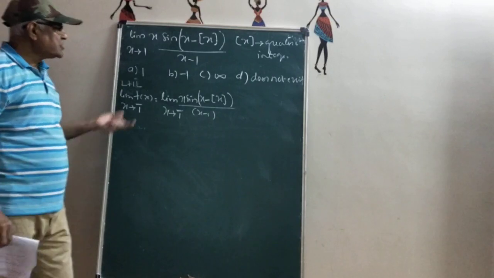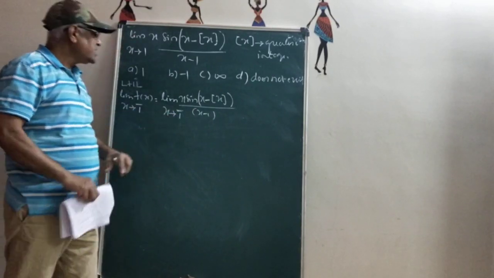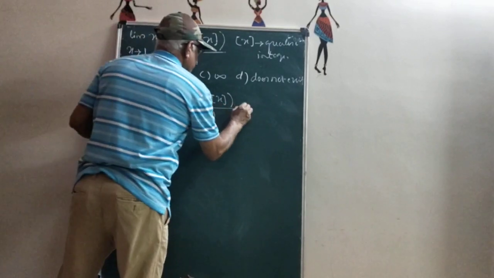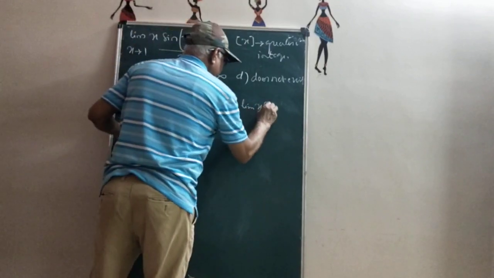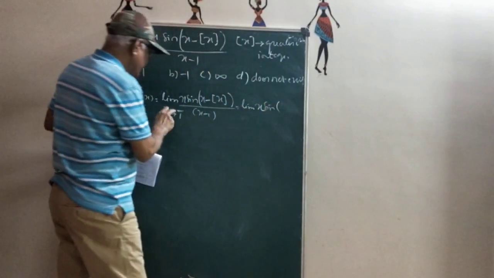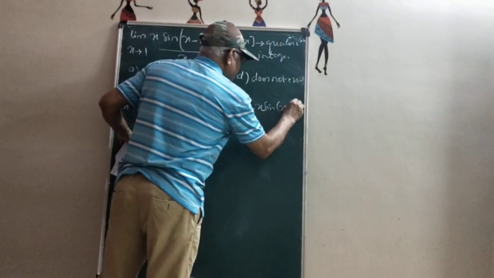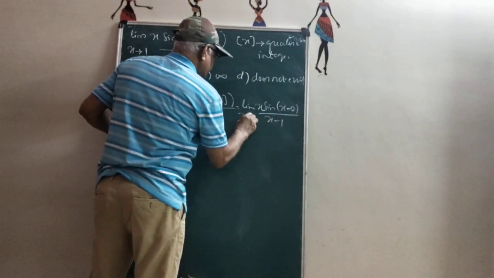Students, here x tends to 1 minus means what? Less than 1. What is the greatest integer less than 1? Now I am keeping this x as it is, and the sine of the greatest integer. The greatest integer less than 1 is 0. So that is x minus 0, divided by x minus 1.